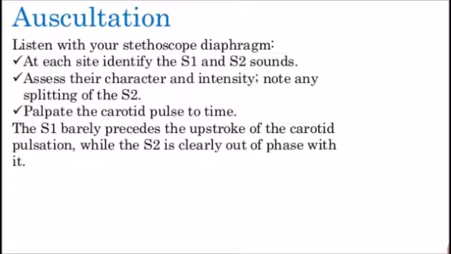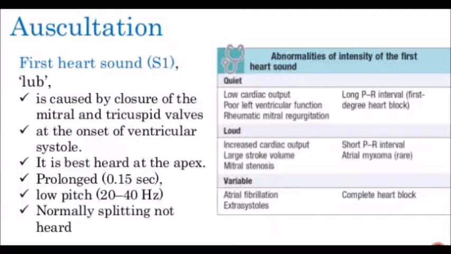Then next, you have to use the stethoscope for auscultation. The diaphragm of the stethoscope is mainly used, and all the sites given in the first diagram are where the S1 and S2 heart sounds can be heard. The first heart sound is also known as lub, and it is caused by the closure of the mitral and tricuspid valves at the onset of ventricular systole, and it is best heard at the apex.